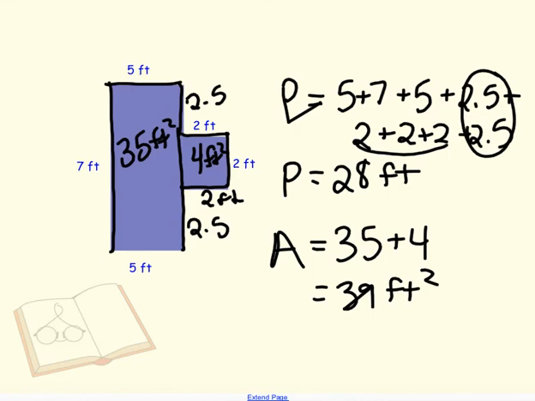Really, that's the trick with any complex figure, is being able to split it up into shapes that you actually know. Whether that's a box and a rectangle, whether it's a rectangle and a triangle, just split it up into objects that you do know how to solve. And then it makes it a whole lot easier from there.